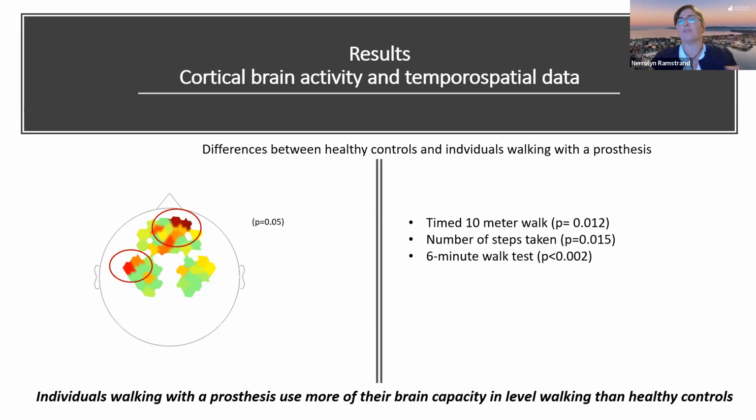When we use this technique, we have a baseline measurement of brain activity. It's a little bit like measuring muscle activity, and we look at relative differences in brain activity. So here we can see that there is a significant difference between the groups, and I can tell you that the individuals walking with a prosthesis is what you see in red here. So they had significantly higher brain activity in those areas that are red and orange, as compared to the areas that are green and yellow, where there is no difference.